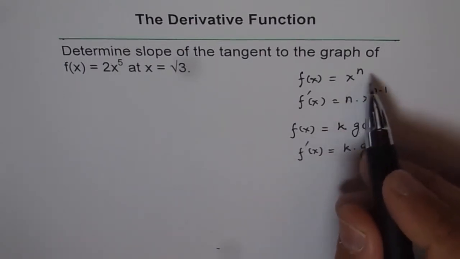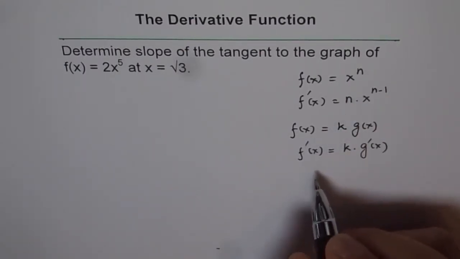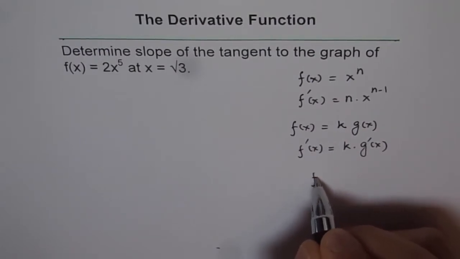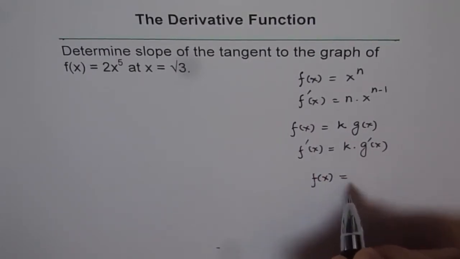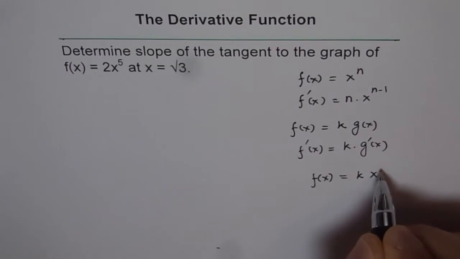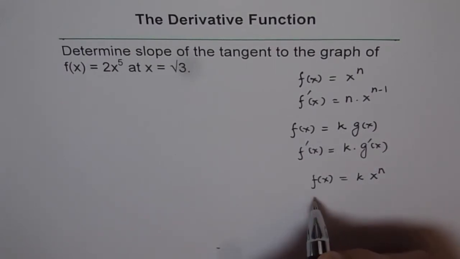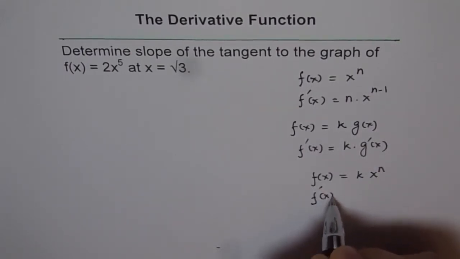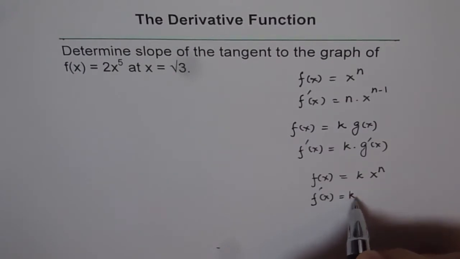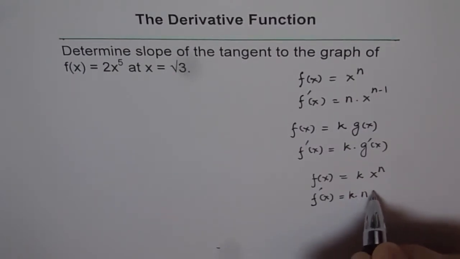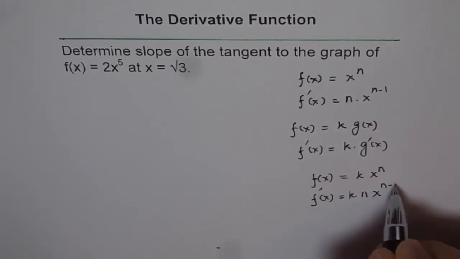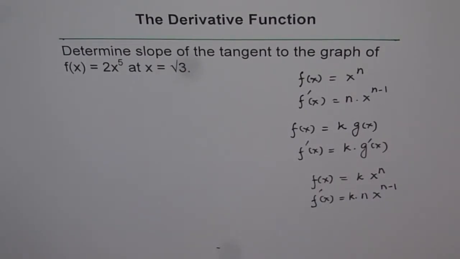So if we actually combine these two, what rule do we get? We get a rule like this: f of x equals k times x to the power of n. Then in that case, f dash of x is equal to k times n times x to the power of n minus 1. Do you see that? So that's the combined rule for a polynomial. We can always apply this rule, and we will apply this rule to solve our question.